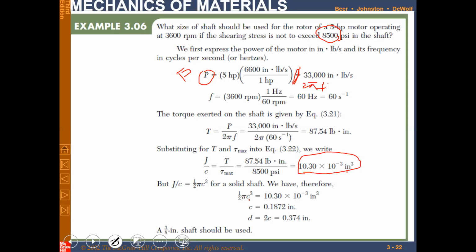So from here we calculate C. C is the distance from the center to the maximum outer periphery of that particular shaft, right? If we want to calculate the diameter, it will be twice the amount of C, so 2C, since C is the radius. So 0.374 inches will be the shaft diameter that should be used if we want the stress not to exceed 8500 psi when it is driven by a 5 horsepower motor, right?